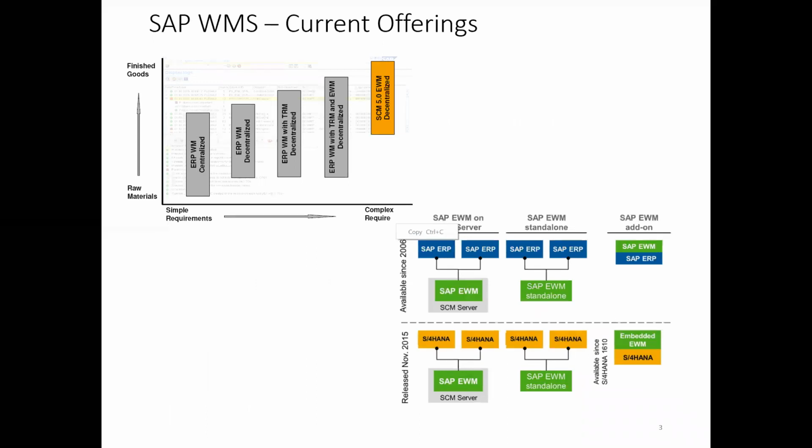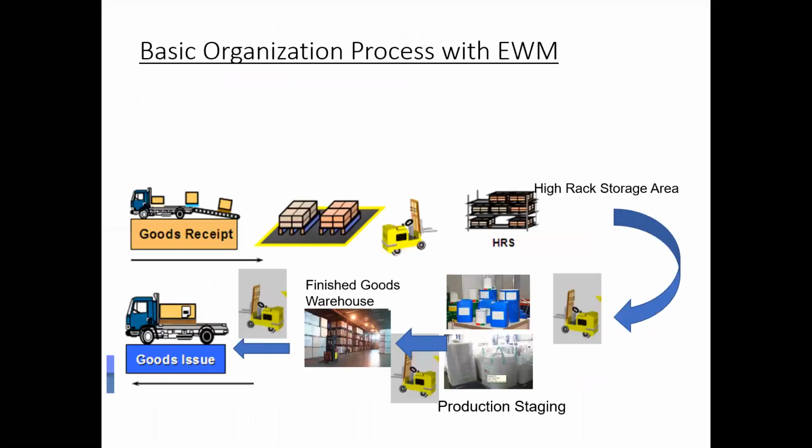So this is the basic organization process in EWM. We receive the goods from the vendor. The goods would be lying in the goods receipt staging area, and from there we will be moving them into the storage bin in the EWM. That will be issued for the production staging. We complete the production and again store the goods in the finished goods storage bin. Then from there, it will go to the customer for shipment.